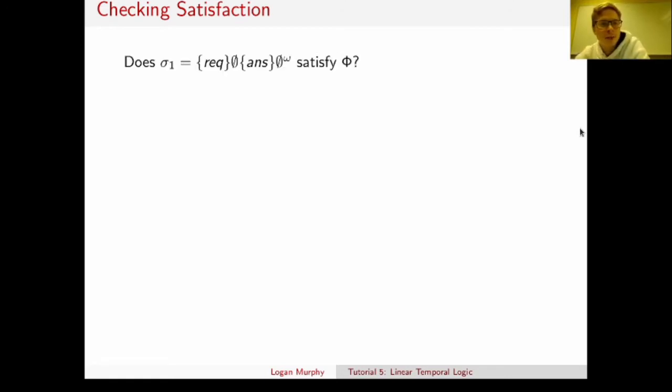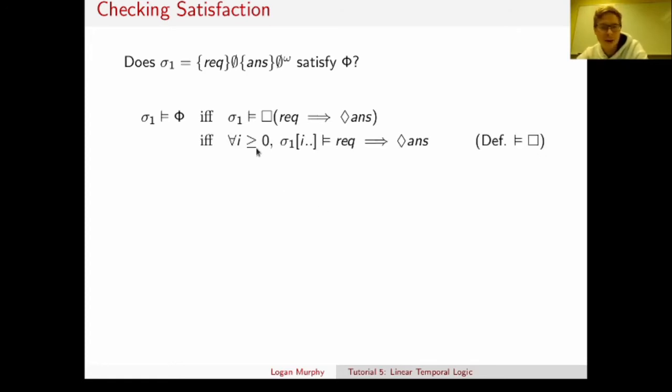Okay, so does sigma 1 actually satisfy phi? Well, looking at the definition, phi is this always operator around this other formula. Now we know how to interpret an always formula with respect to satisfaction. This just means that for any index i, sigma 1 at i satisfies whatever is inside the operator. In this case, it's this implication. So if we want to understand what this implication means, well, we said in a previous slide that implication was defined in terms of negation and disjunction. So let's just substitute that definition.